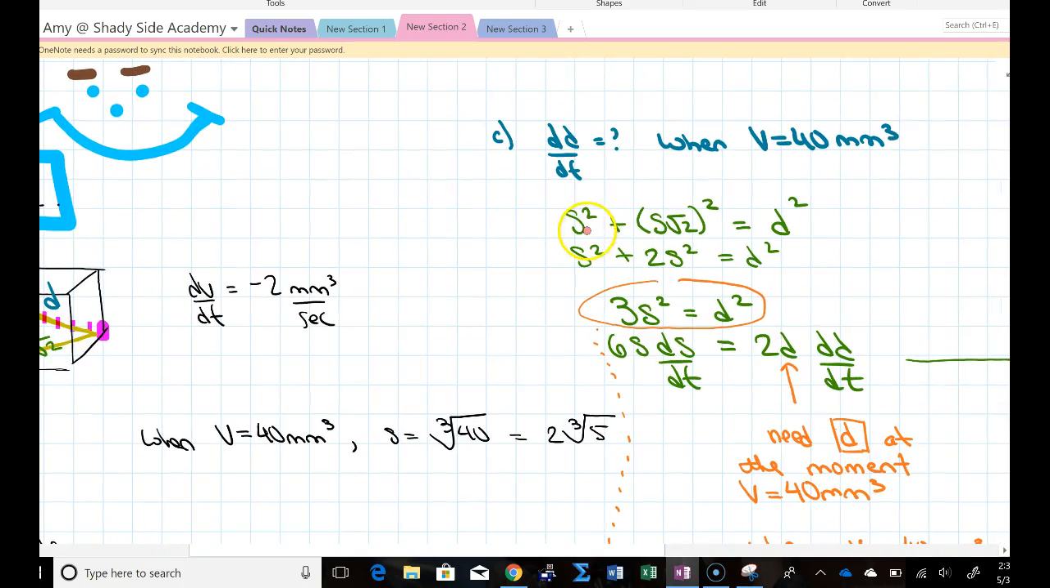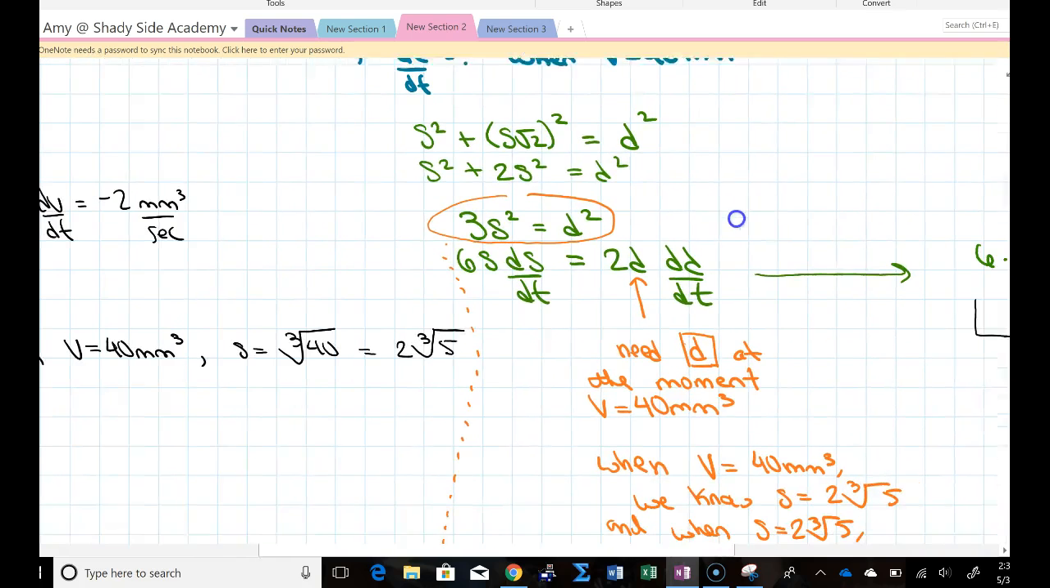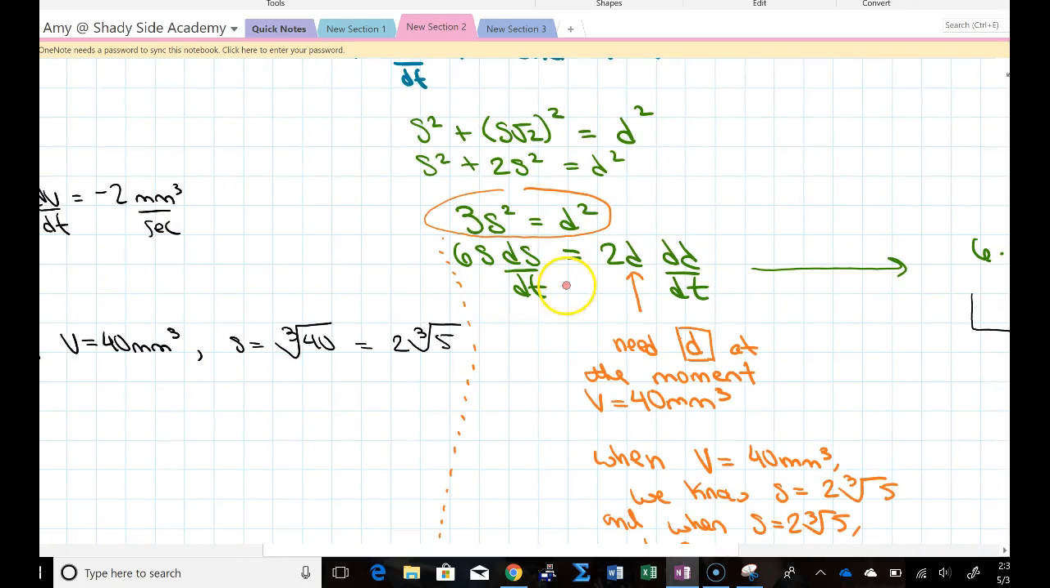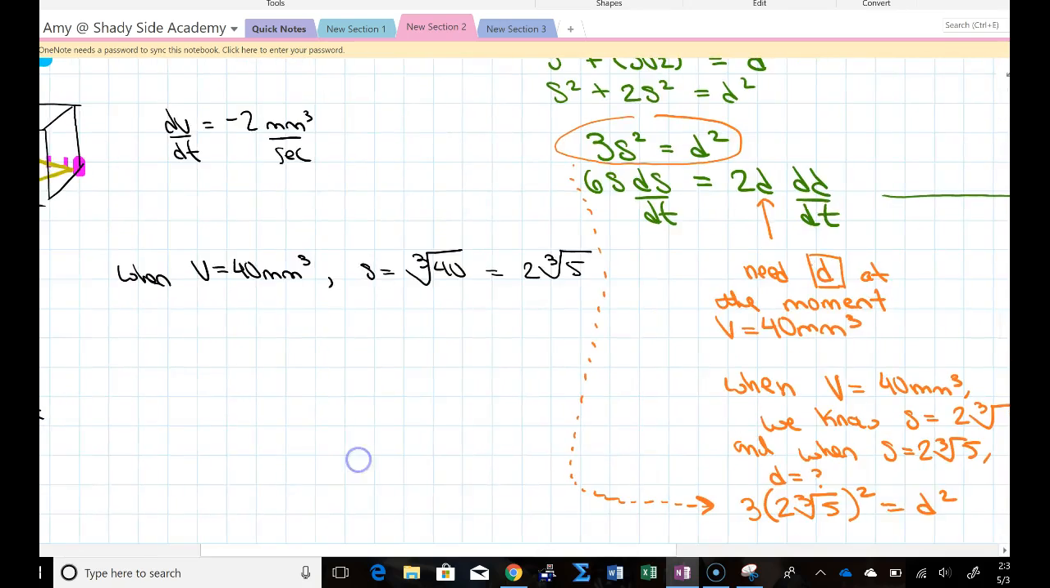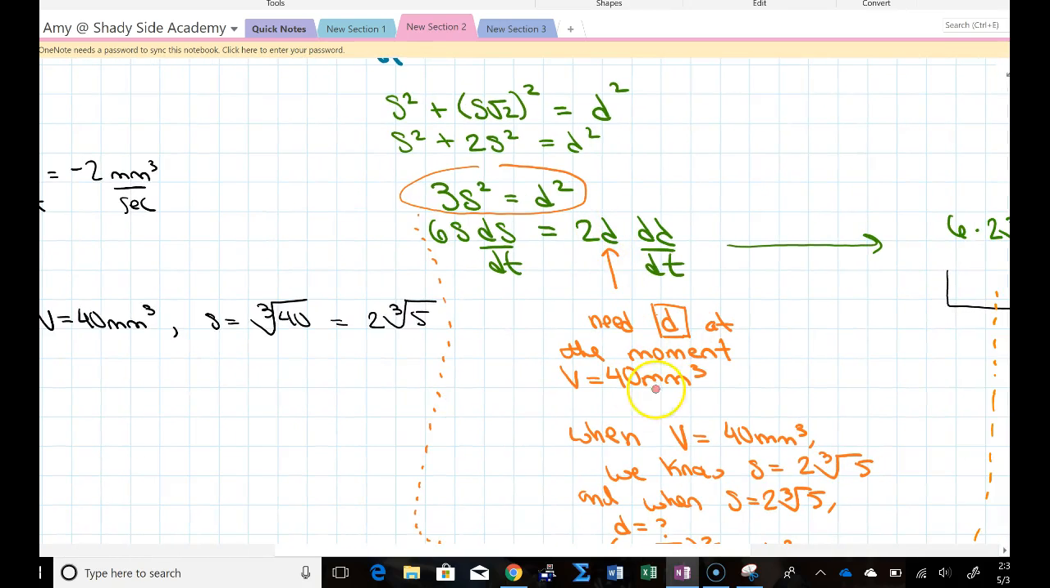So here's what I've got here, okay? And this is me carefully squaring and then combining like terms and then taking the derivative with respect to time. Look at that. Okay, and again, this is asking for the rate of change in the diagonal of the cube at the moment when V equals 40 cubic millimeters. So I know what S is at that moment in time. I know what ds/dt is at that moment in time because I believe that was from part A, wasn't it? Yes, it was right there. But I need to find D at that moment in time.